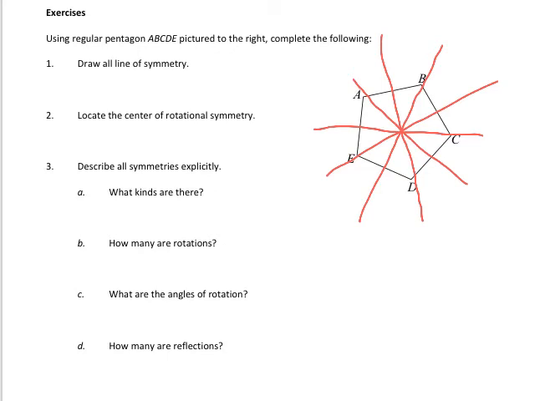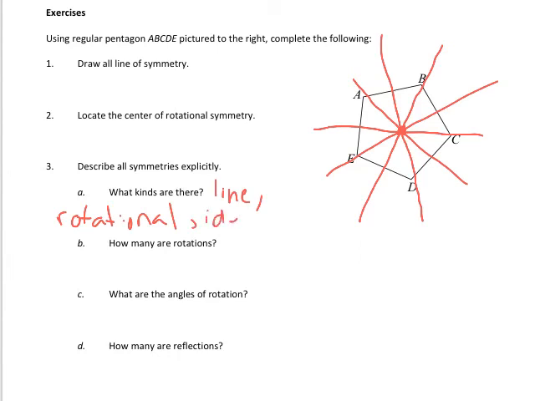And then the center of the rotational symmetry is where those 5 lines of symmetry intersect. So that's in the center of the pentagon. Now describe all the symmetries explicitly. What kinds are there? Well, we have line symmetry, because I just drew them all. And a pentagon is a regular polygon, so it's going to have rotational symmetry. But it's not going to have point symmetry. And it'll always have the identity symmetry.